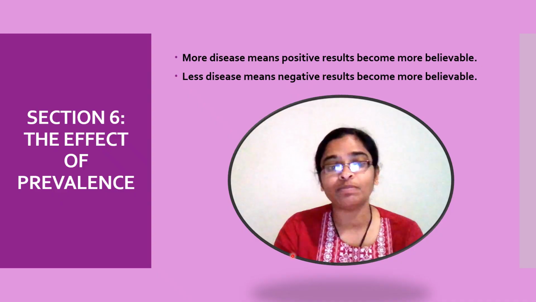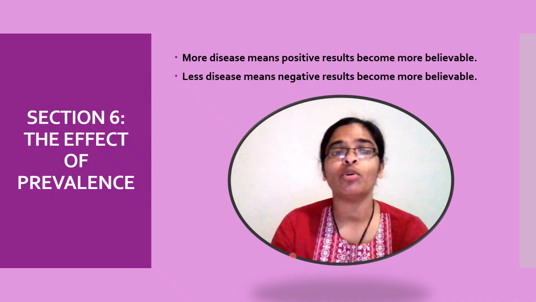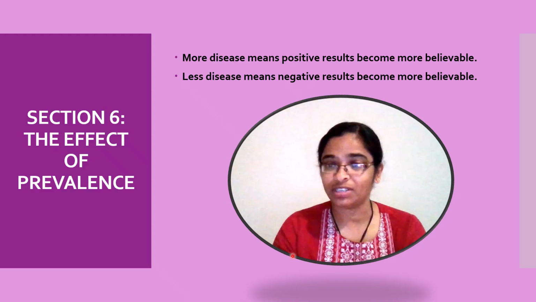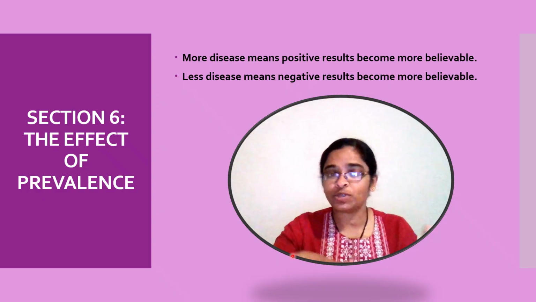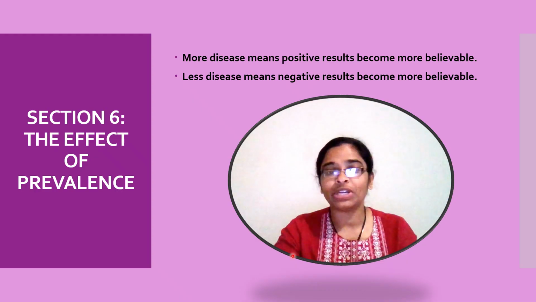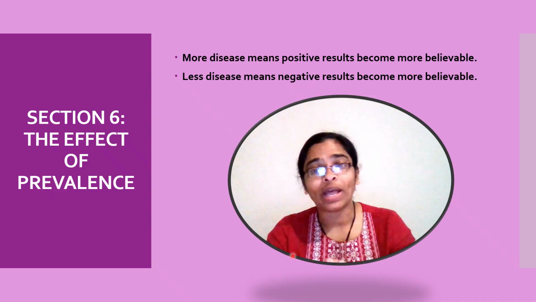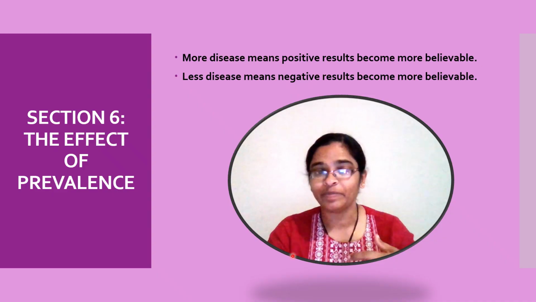And this happens because in a population where the condition is common, the positive result is more likely to be truly positive. And when prevalence decreases, the opposite happens. So positive predictive value decreases while negative predictive value increases when the prevalence decreases.